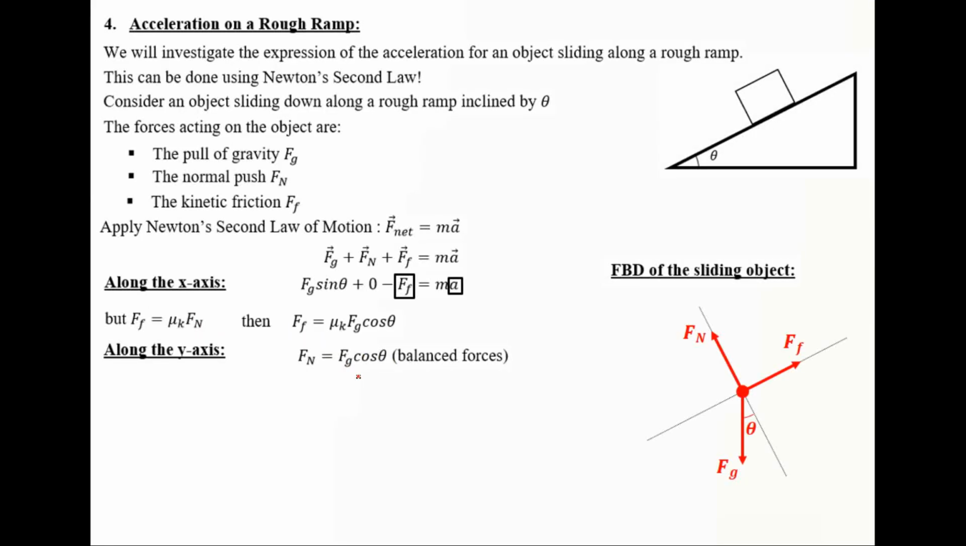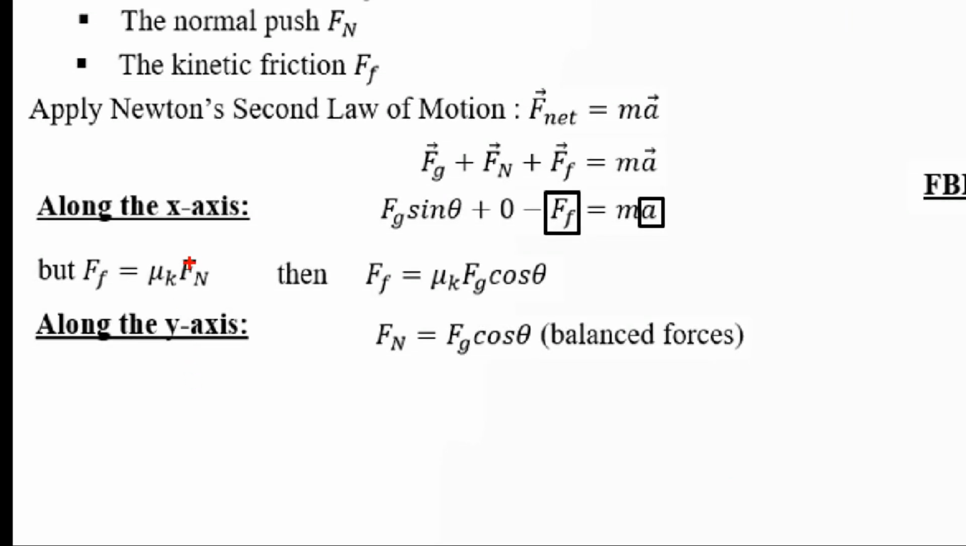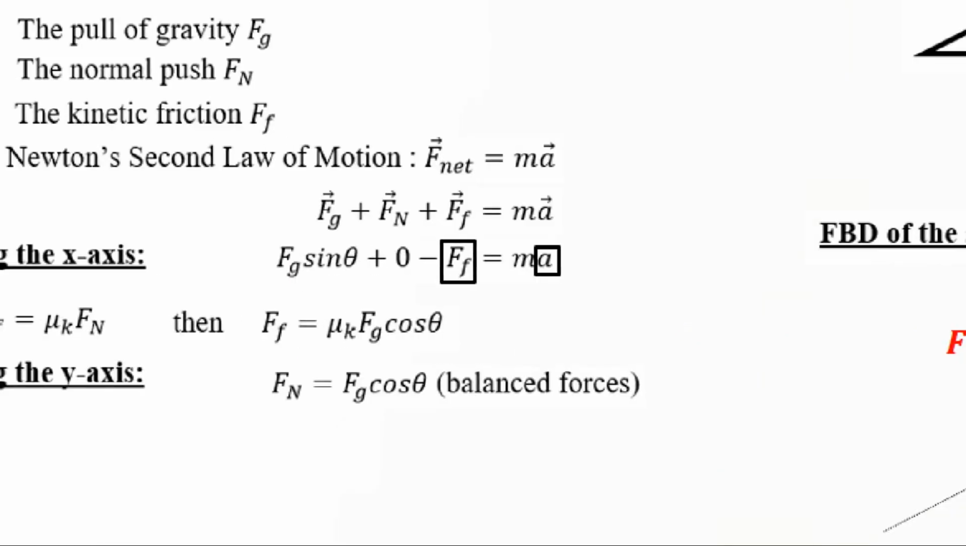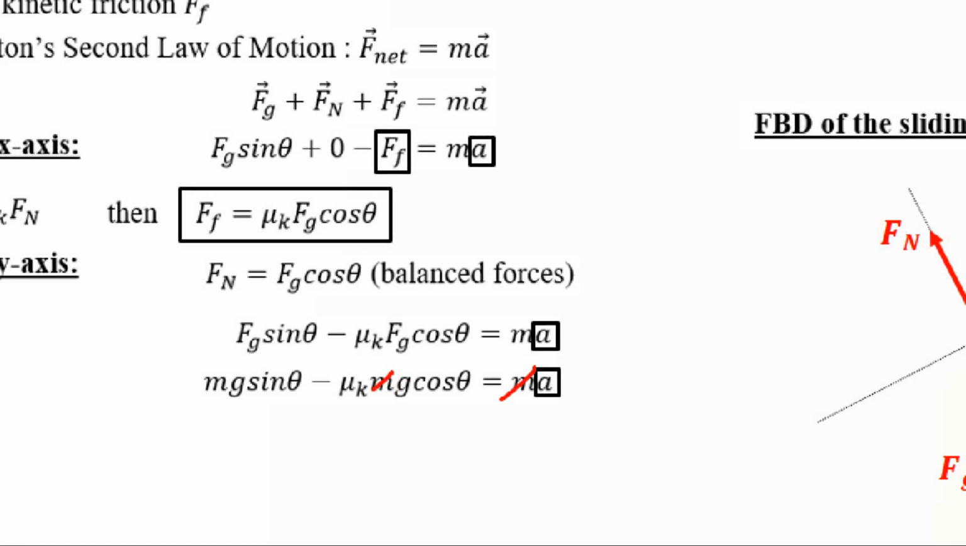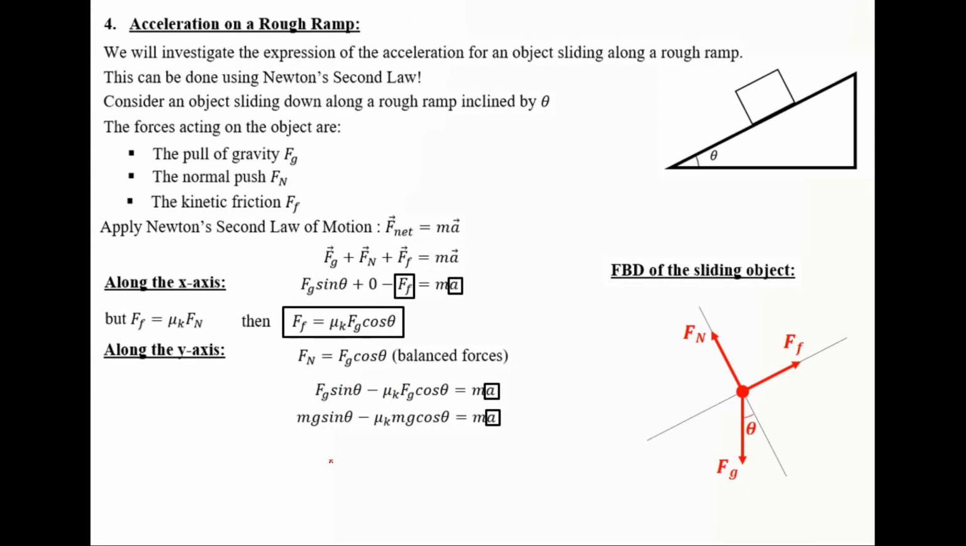So now this can be replaced here, because we know what is Fg and what is cosine theta, and eventually friction would be given by mu k Fg cosine theta, and this can be replaced here. So we have Fg sine theta minus mu k Fg cosine theta. Now Fg can be replaced by mg, and here we can cancel the mass. Notice that we should cancel the mass here and the mass here, because these two terms are separated by a minus sign. If this is replaced by a multiplication, then it's sufficient to cancel one of the masses.